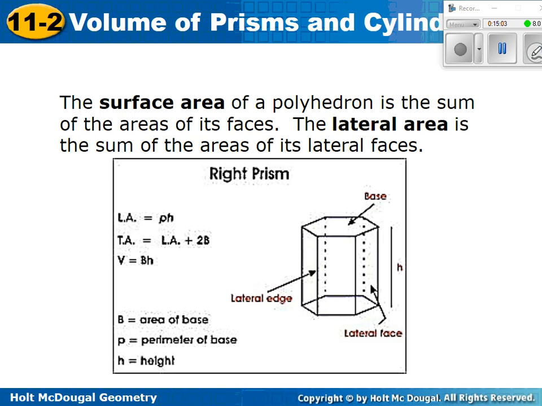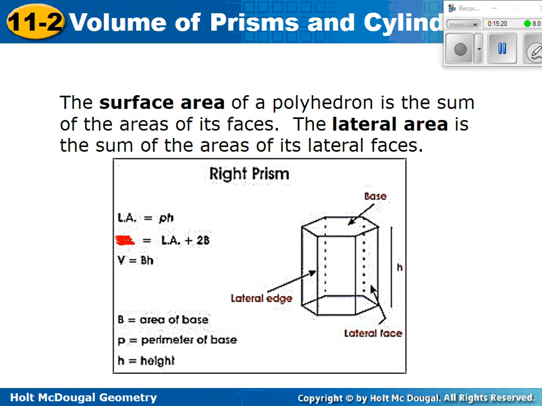Surface area, we already said, is adding all these areas together. I do want you to add to your notes this part about lateral area, and we're going to fix this over here in just a second where it says TA. We're going to change that. But lateral area, I talked to you about just a few minutes ago.